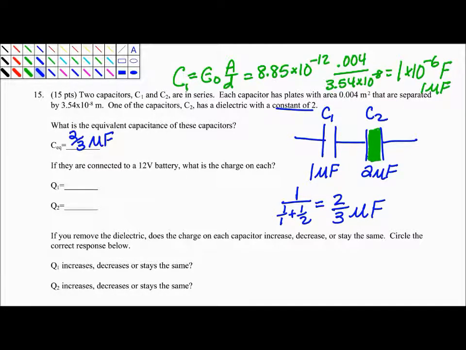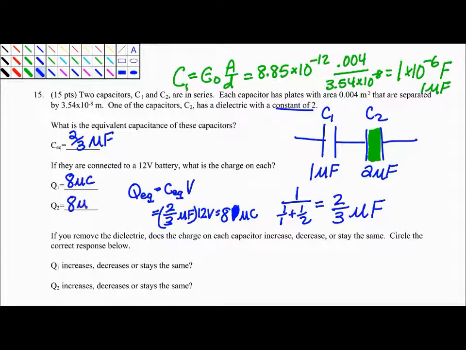If they're connected to a 12-volt battery, what is the charge on each? Well, the charge on each is going to be equal to the charge on the equivalent, which is going to be the equivalent capacitance times the voltage. That's going to be 2/3 times 12. That's equal to 8 volts. I mean, excuse me, not 8 volts, 8 microcoulombs. So each of them will have 8 microcoulombs.